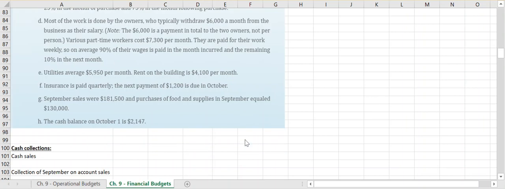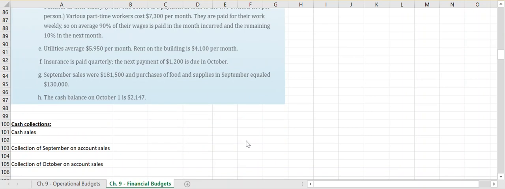Their utilities average $5,950, and their rent is at $4,100. They also have a quarterly insurance payment that is due in the month of October of $1,200. And then they give us the information for September, that their sales were $181,500 and their food and supplies purchases were $130,000. And then we had a beginning cash balance as of October 1st.